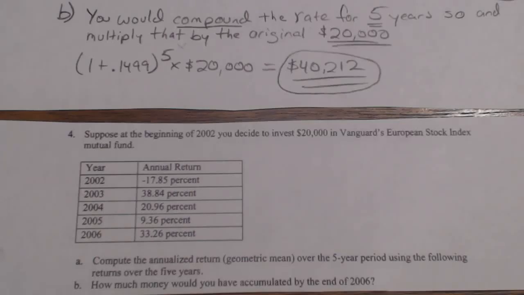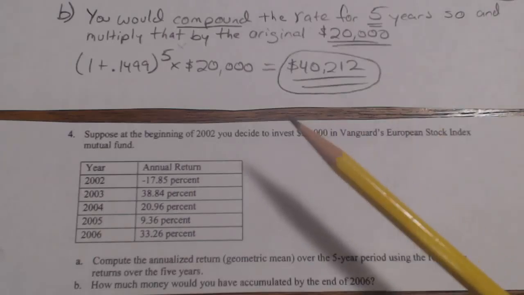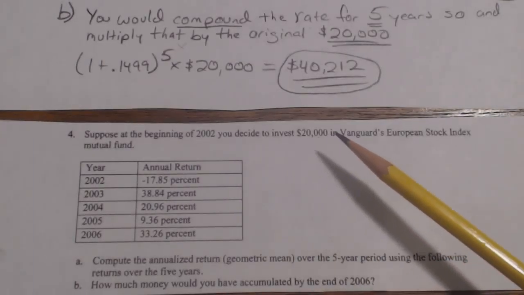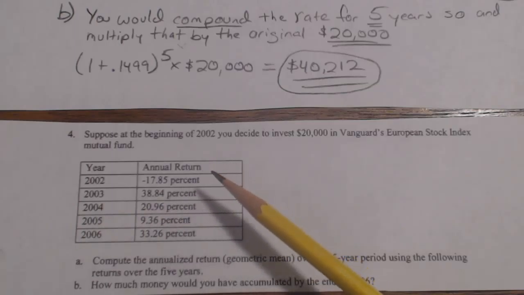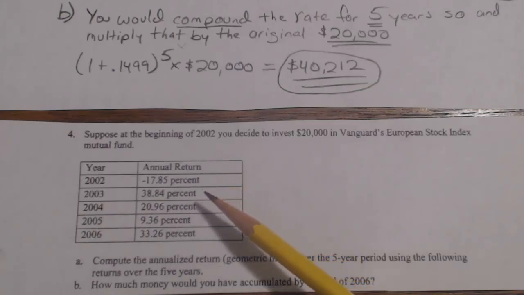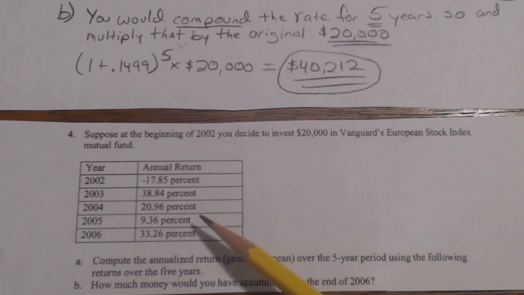Okay, this is page 68, problem number 4. It says, suppose at the beginning of 2002 you decided to invest $20,000 in Vanguard's European Stock Index. This shows you the annual rate of returns, negative 17.85, 38, and so on and so forth. It says compute the annualized return.